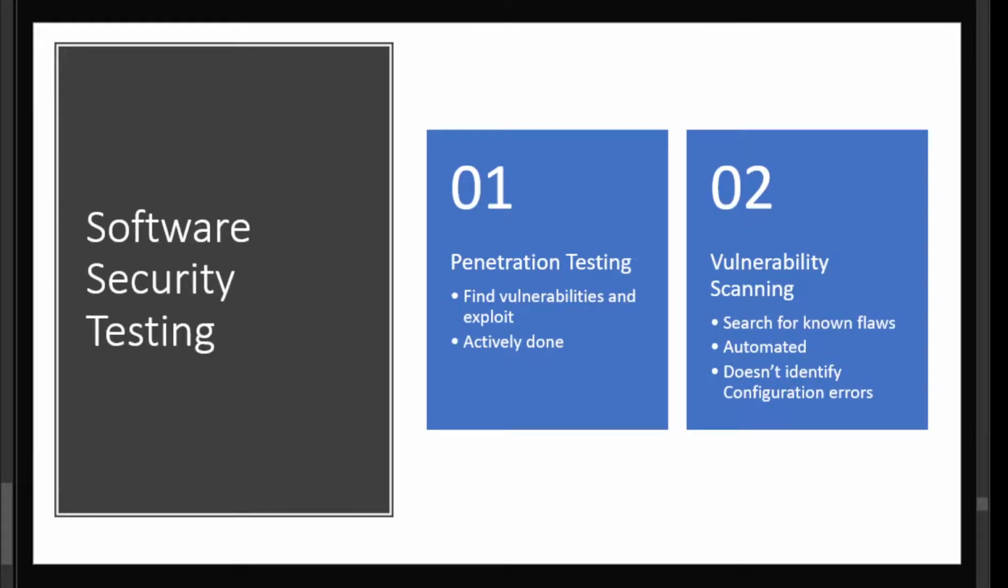Software security. So the first thing to think about is penetration testing. This is where you will have a third party find vulnerabilities and exploit them. This is done actively by that third party, and you will receive a report. The second is vulnerability scanning. This is a more passive manner. It searches for known flaws. It's automated and doesn't identify configuration errors, unfortunately. Also, it only searches for known flaws, not zero-days. Sometimes penetration testing, if done really well, can identify some zero-day flaws or vulnerabilities within your application or other network.